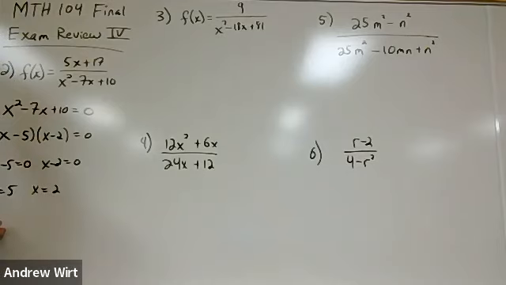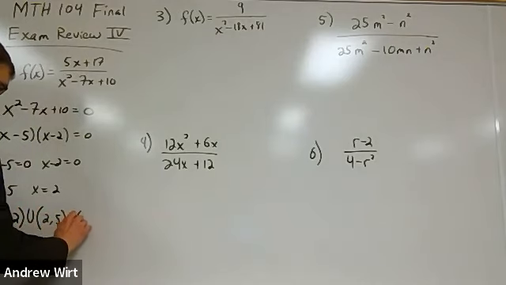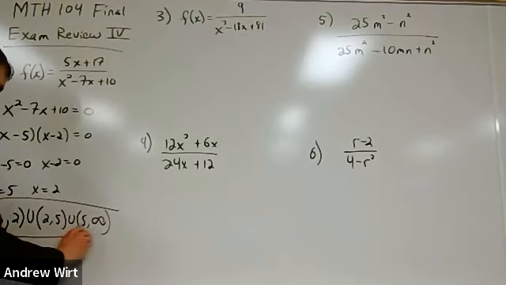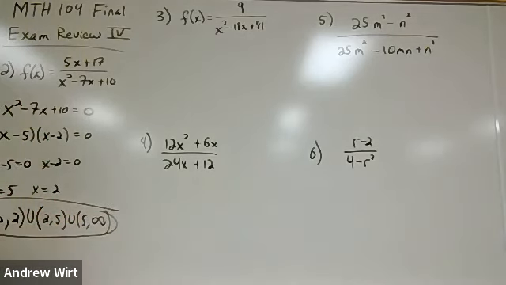So that's going to make our domain in interval form: negative infinity to 2, 2 to 5, and 5 to infinity. So this is all real numbers except 2 and 5. And there's set builder.